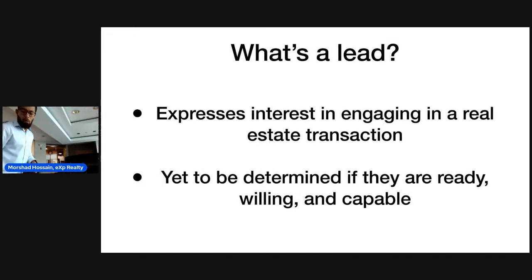Moving forward. Now, when you're talking about lead gen, we want to kind of get to know the terminology. What exactly is a lead, right? And this is very important because too many agents think a lead is someone who's going to sign the contracts right here and right now.